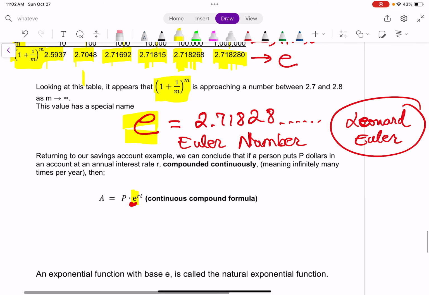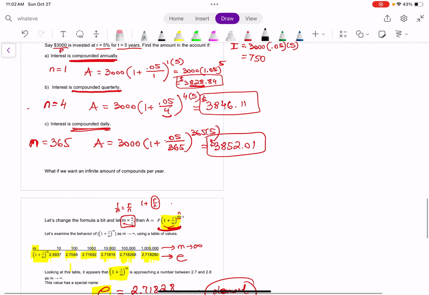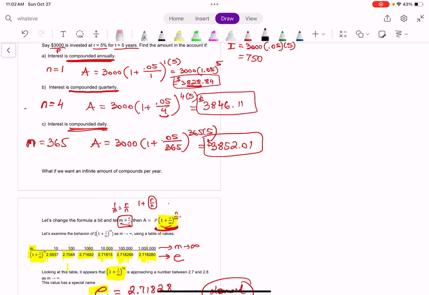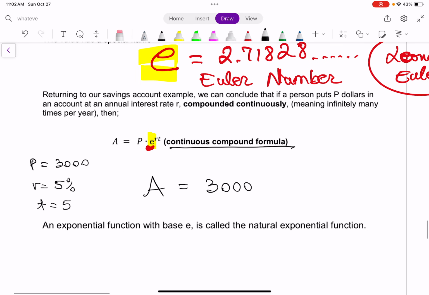So let's take this amount of $3,000 invested at 5% for 5 years and see what's the most we can get if we ask the bank to compound the money continuously, not once a year, not once a quarter, every 3 months basically, not every day, but all the time, every split of a second.